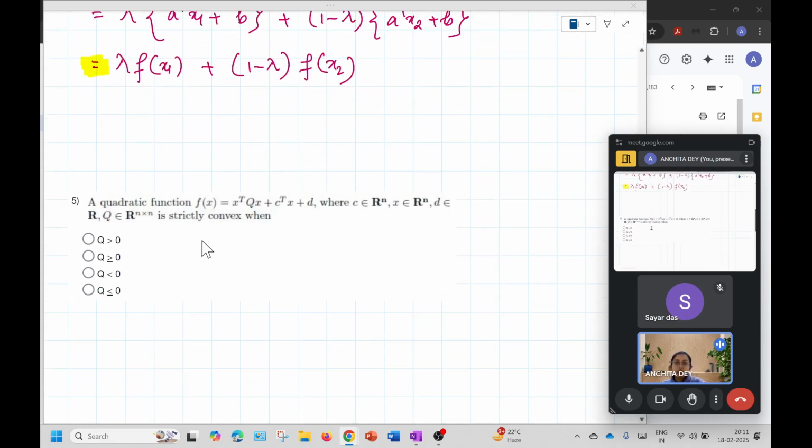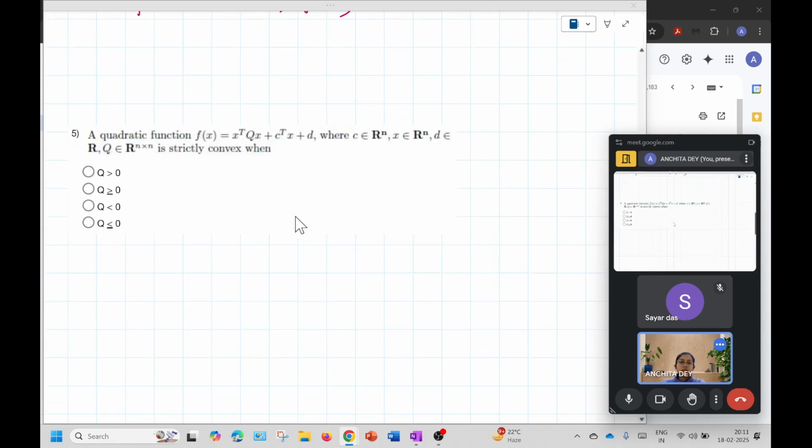Now, what about this condition? So we are given a quadratic function f of x, which is equal to x transpose Qx plus c transpose x plus d. c is in Rn, d is in R, and x is in Rn as well. That means the vectors are arranged so that they are of conformable dimensions. And it's given that Q belongs to R n cross n.